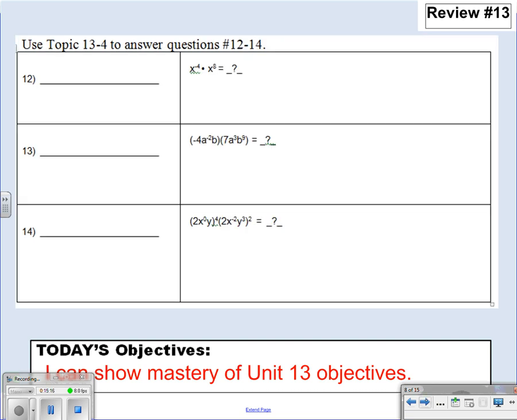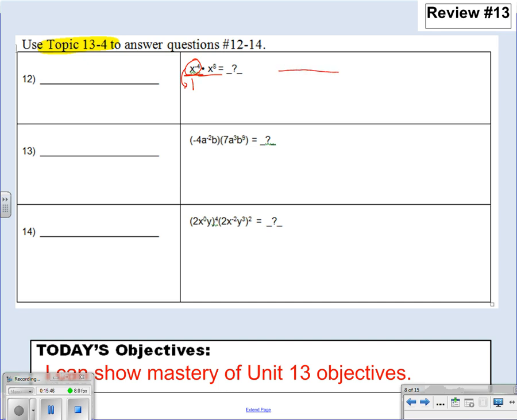Number 12 comes from topic 13-4. So you're looking at 13-4. This has to do with negative exponents and raising to the 0 power. One thing we talked about: when you have a negative exponent, put everything over 1. And that tells you if you have a negative exponent, we're going to move it and change it, or some people said flip it and change it.